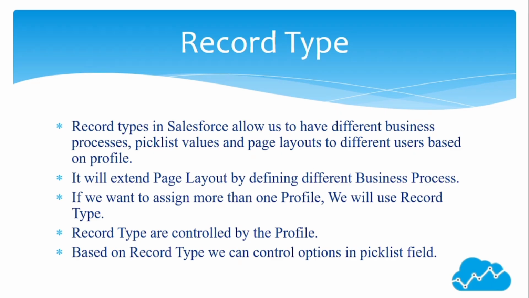Record types in Salesforce allow us to give different business processes, picklist values and page layouts to different users based on profile. It will extend page layout by defining different business processes. If we want to assign more than one profile, we will use record type. Record types are controlled by profile. Based on record type, we can control options in picklist fields.